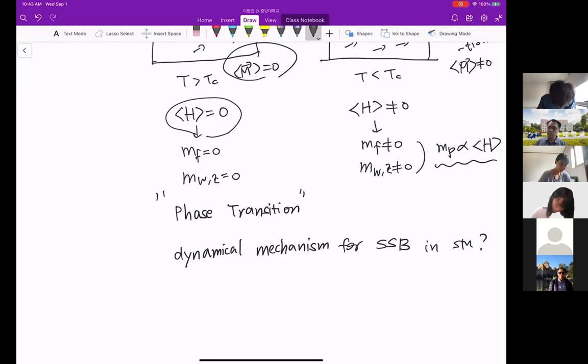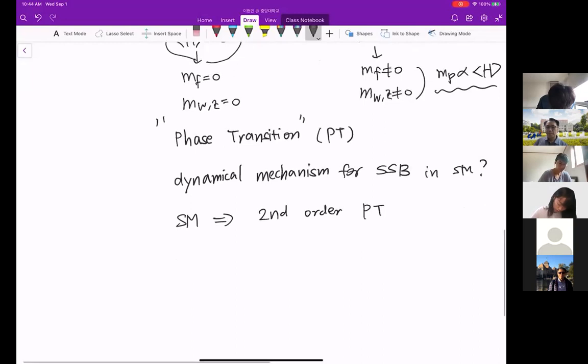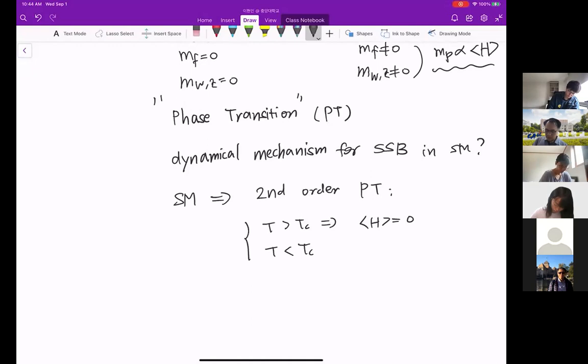But at least we can say that in the standard model, if the standard model is correct, this phase transition will be second order. Second order is a smooth transition. If the temperature is greater than the critical temperature, the Higgs vev is zero. This critical temperature is about the electroweak scale. You can actually identify what the critical temperature is in the standard model.